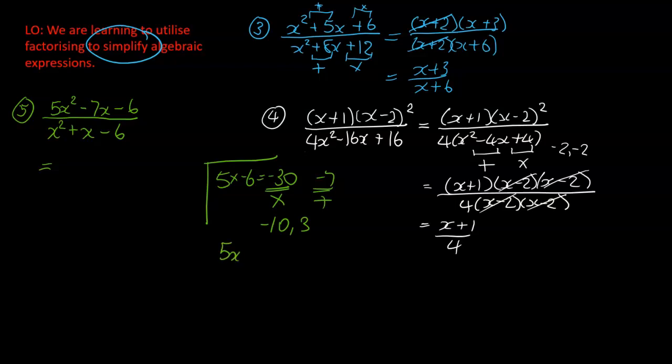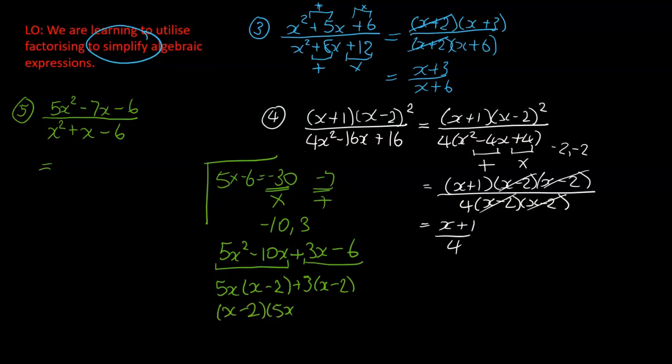I'm now going to split that up. So I'm going to go 5x squared minus 10x plus 3x minus 6. So I've split the 7x in the middle up into those two numbers. I'm now going to factorize the first part. They've got a 5x in common, so that will be x minus 2. The next part, they've both got a 3 in common, so that's going to be 3 and then x minus 2. And I like this because the brackets are the same, so that's going to be x minus 2 and then 5x plus 3. So I've factorized the top.